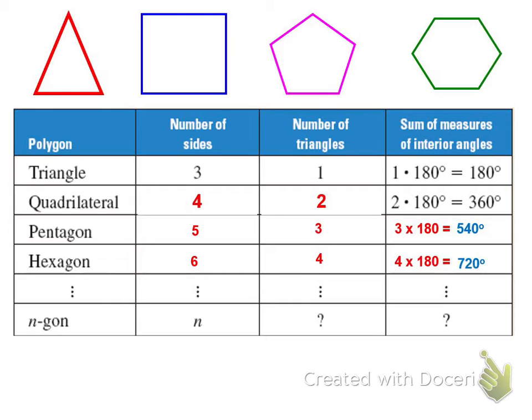So what is the pattern? What is the correlation between the number of sides and the number of triangles? How many fewer triangles are there than sides? 2. Every single time. If there were 3 sides, there was 1 triangle. If there were 4 sides, there were 2 triangles. So what's going to happen is you're going to take the number of sides, so any polygon, this just represents any polygon, you're going to take the number of sides and figure out how many triangles there are inside of that shape. You do that by n minus 2.